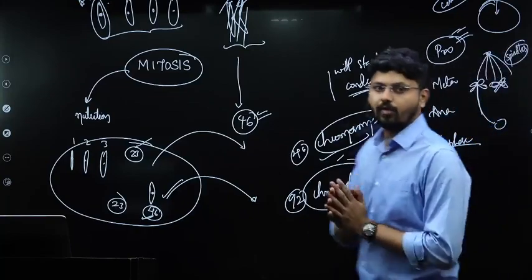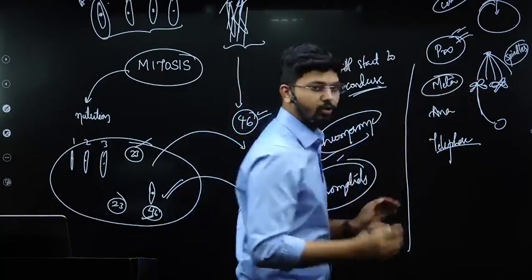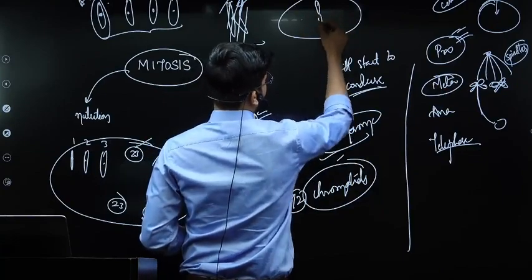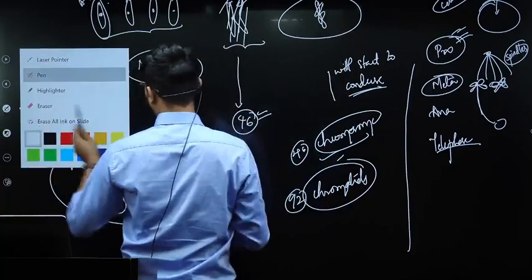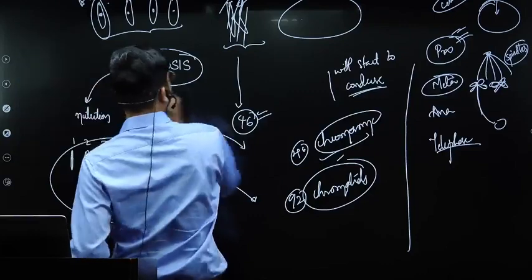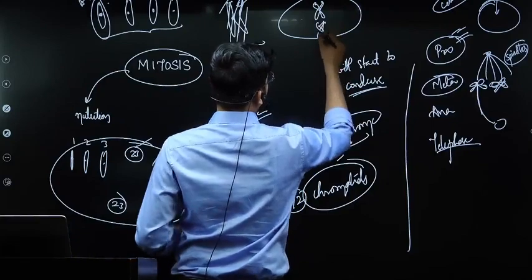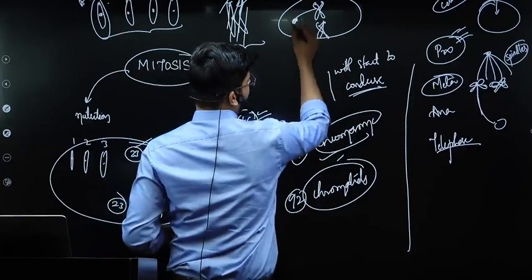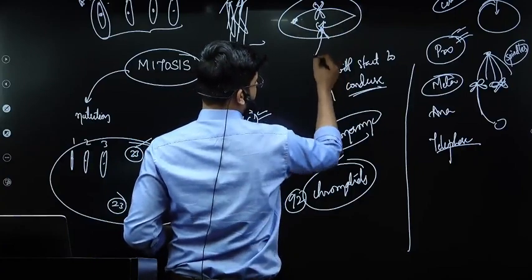In the second phase, what happens? Metaphase means middle. Chromosomes will come to the center. First chromosomes are random, in the second phase chromosomes will come to the middle. This centrosome is having spindles, and these spindles are attached to the centromere.